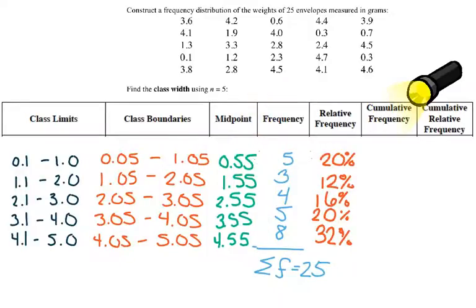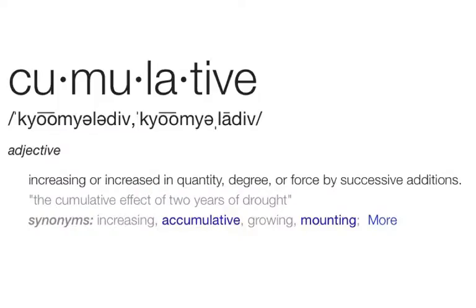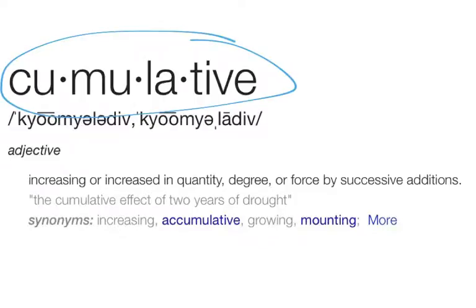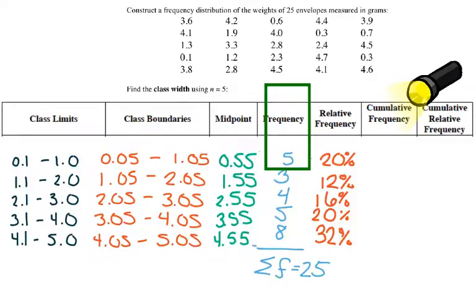Let's take a look at the cumulative frequency. Now, cumulative means increasing or increased in quantity, degree, or force by successive additions. So if you think back to the example that I gave in class about the cumulative GPA, if you're currently a senior, you have a cumulative GPA of your freshman, sophomore, junior, and senior year. So it's kind of like everything before it is counted in it. And that's exactly what cumulative frequency is.